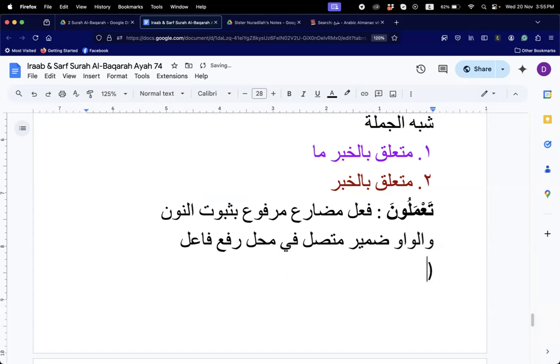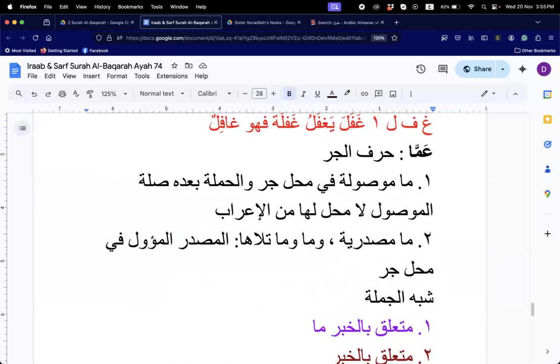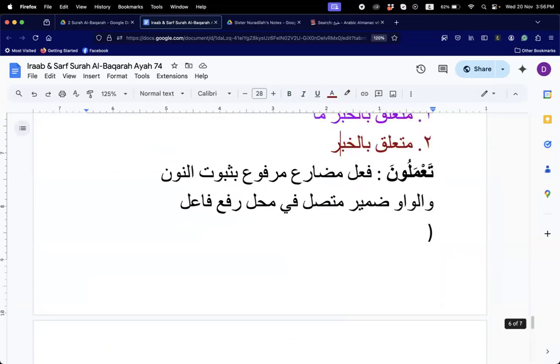And ta'malun will be the silatul mausul. So it is the silatul mausul. Silatul mausul does not have an i'rab, right? Yes. La mahalla. So if you say ma mausul, then the ma itself is fi mahalli jar. If you say it's masdariya, then ma and ta'malun together become masdar mu'awwal fi mahalli jar.